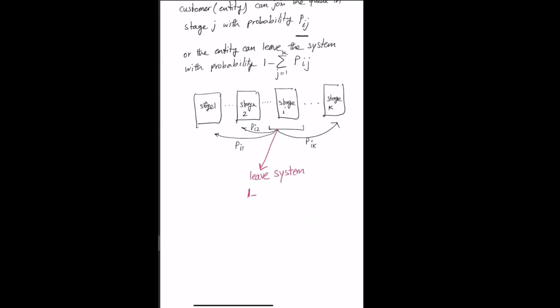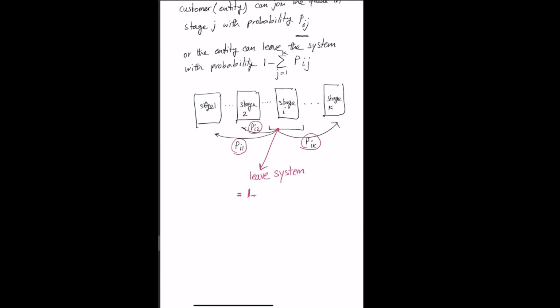Exactly. Because when an entity is done at stage I, something has to happen to the entity, right? Either the entity has to go to one of the other stages or has to leave the system. So one of these has to happen to the entity, and the sum of these is 1. So the scenarios I put here are everything that can happen to the entity except the leaving system options. So then the probability of leaving the system is 1 minus everything else.